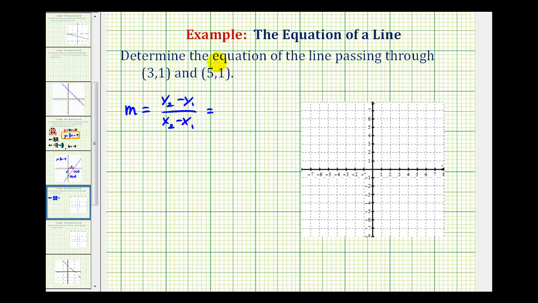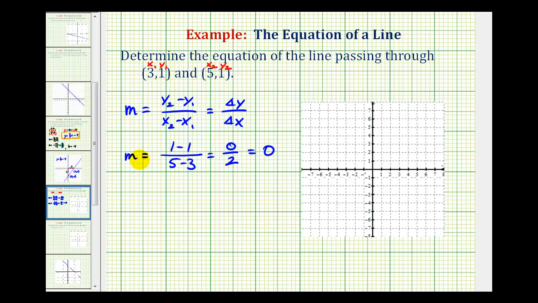Remember, the slope is the ratio of the change of y to the change of x. So we'll go ahead and call these the 1's and these the 2's. So this would be x sub 1, y sub 1. This would be x sub 2 and y sub 2. So we'll have the slope is equal to y sub 2 minus y sub 1. Well, that's just going to be 1 minus 1, that's 0, divided by x sub 2 minus x sub 1, which would be 5 minus 3. So we have 0 over 2, which is equal to 0.